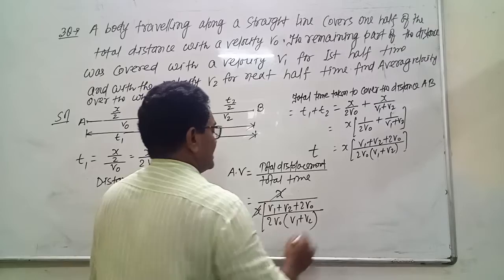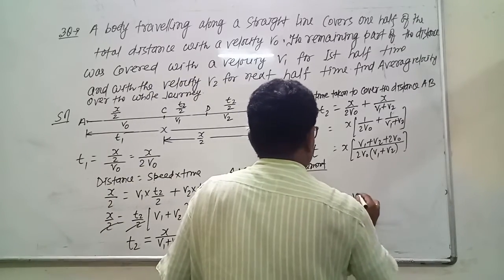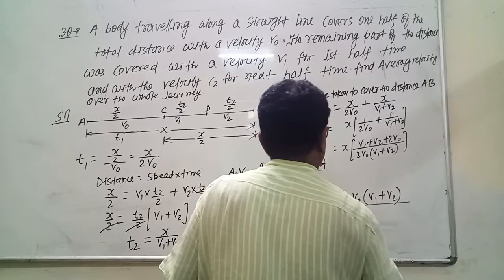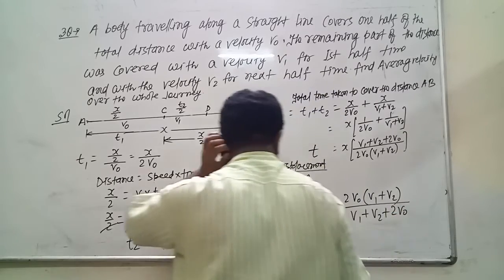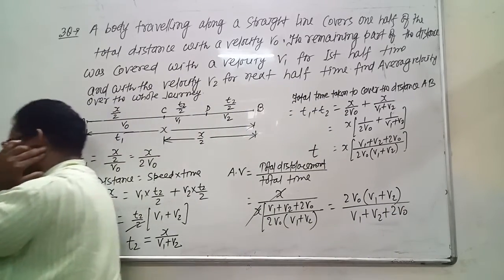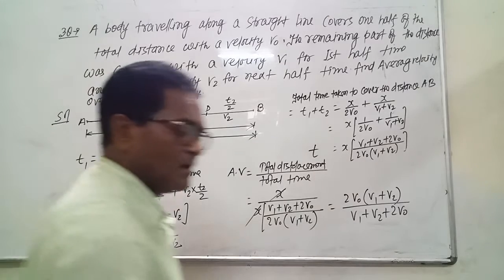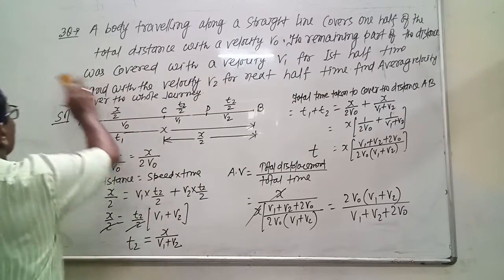So x gets cancelled and this becomes a reciprocal. So it becomes 2v naught times v1 plus v2 upon v1 plus v2 plus 2v naught. This is the average velocity for the entire trip.